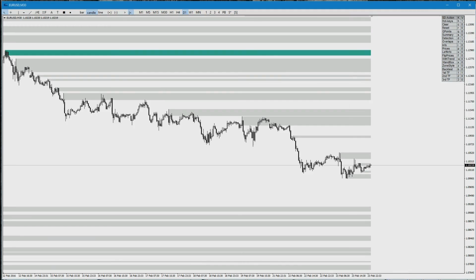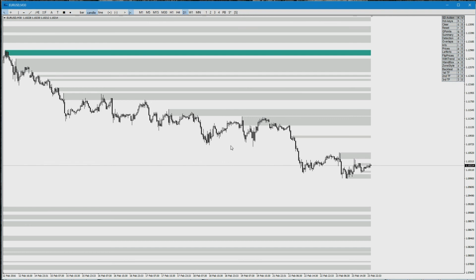Okay, next up are the numbers 1, 2, and 3. Another super cool feature of the Blahtech supply and demand indicator is that it's able to display zones from multiple time frames on one chart. What do I mean by that? Well, let's say I'm trading intraday, and here, for example, I am on a 30-minute chart, but I also want to see where my nearest 4-hour zones are.